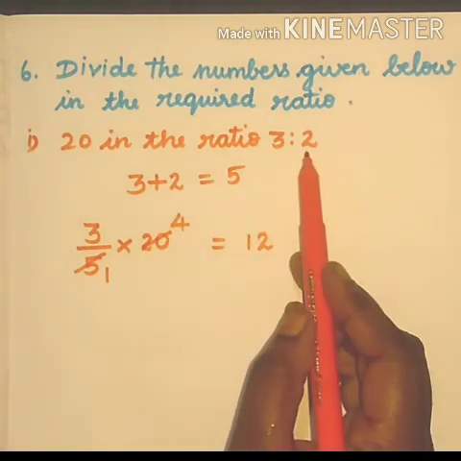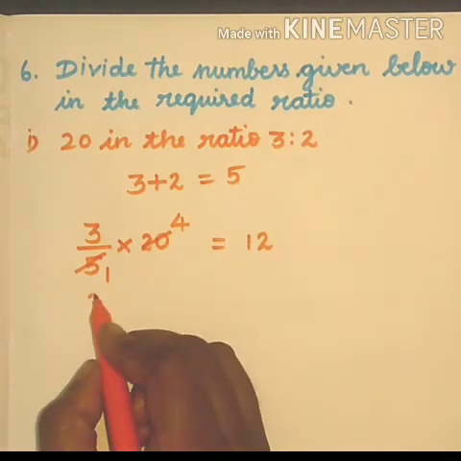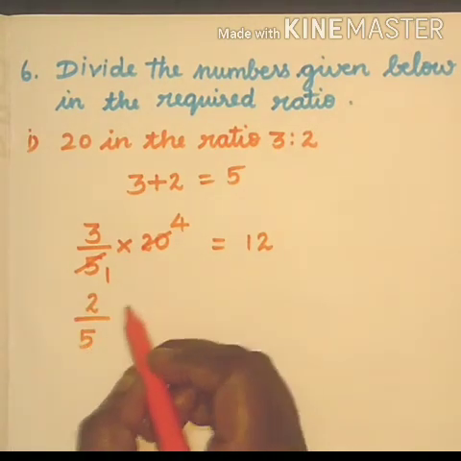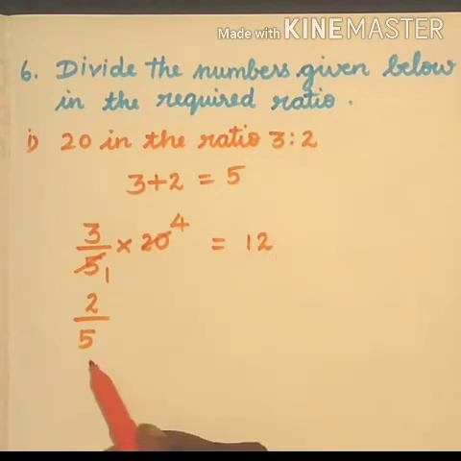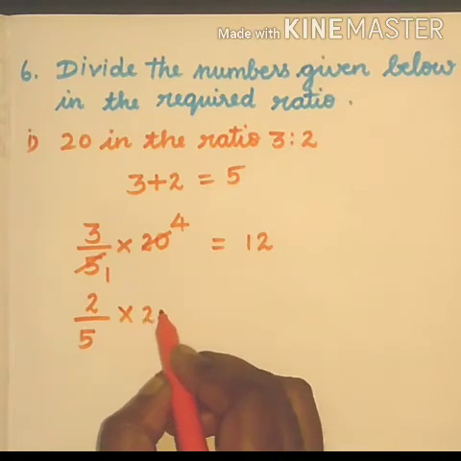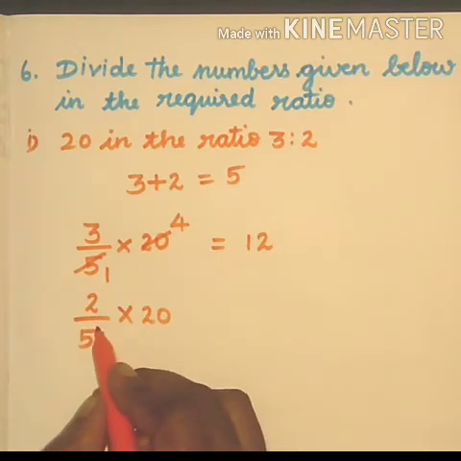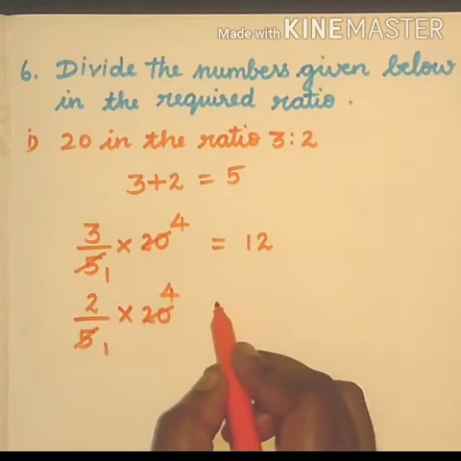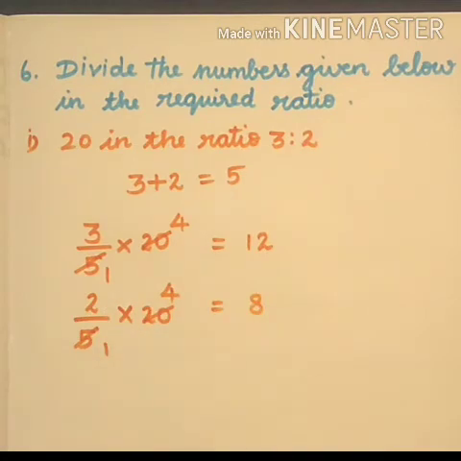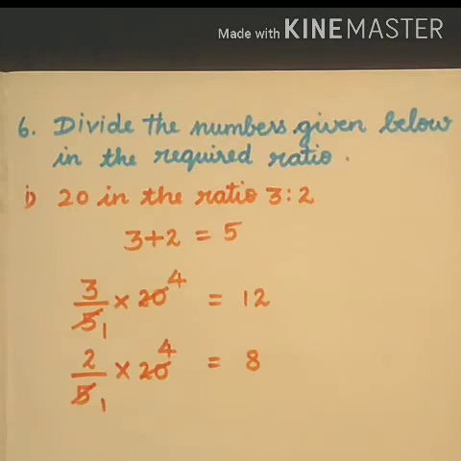Then you have to find two parts. 2 by 5. 2 in the place of numerator, the given ratio. Then total parts in denominator. Then multiply by whole part, that is 20. 5 1s are 5, 5 4s are 20. 2 4s are 8. So your answer is 12 and 8.